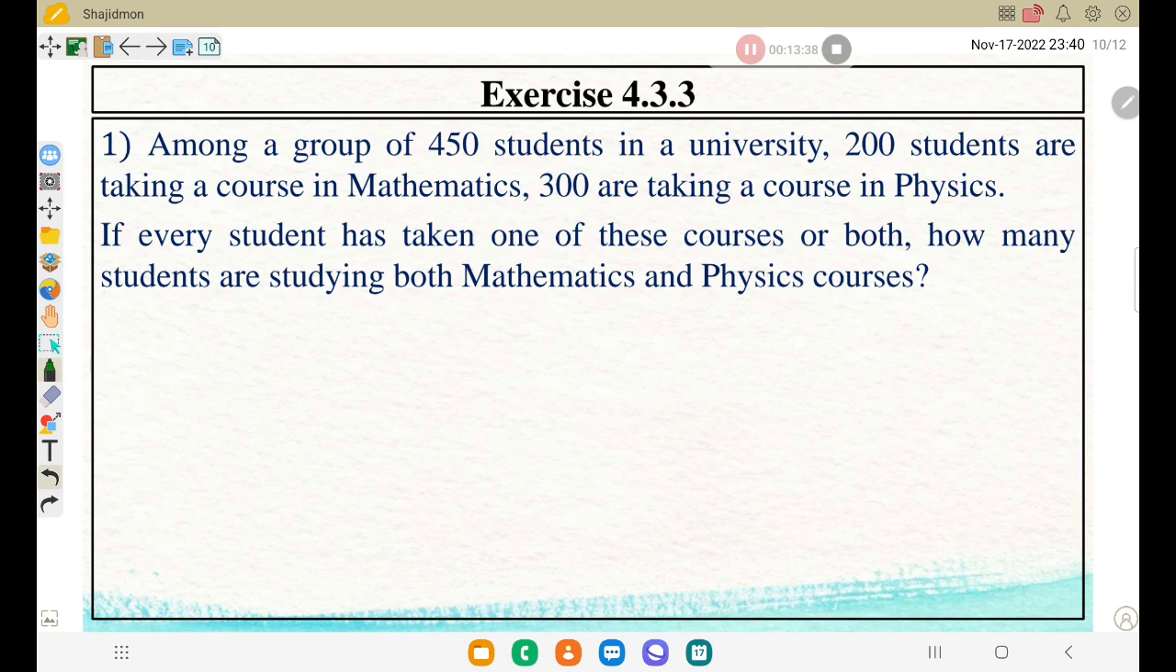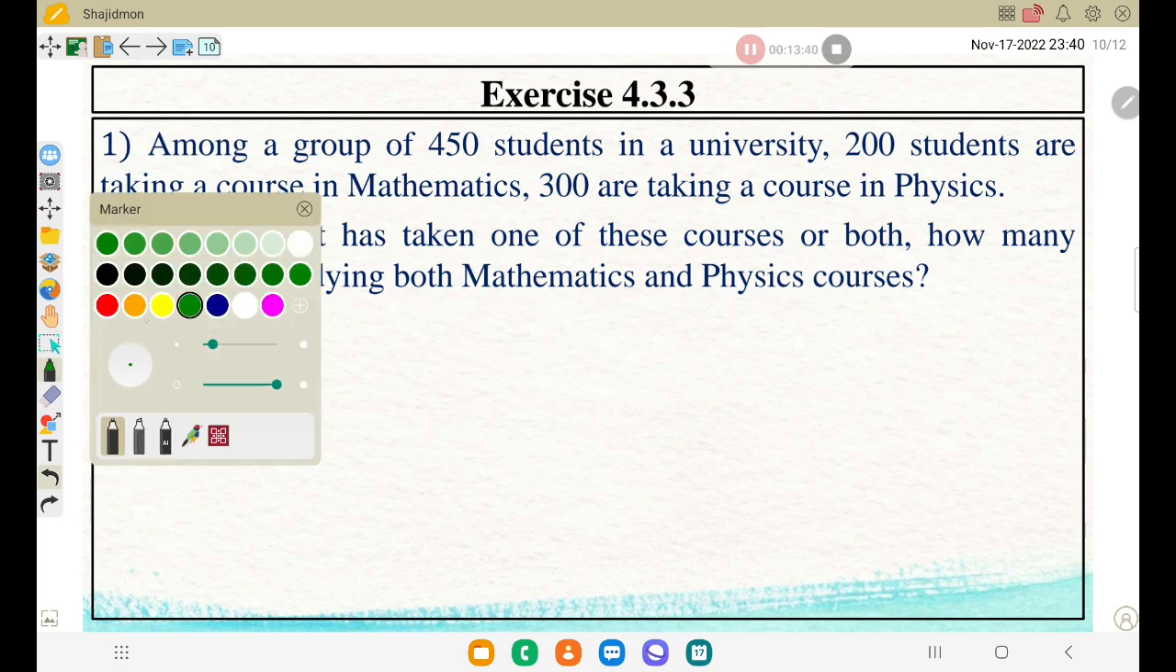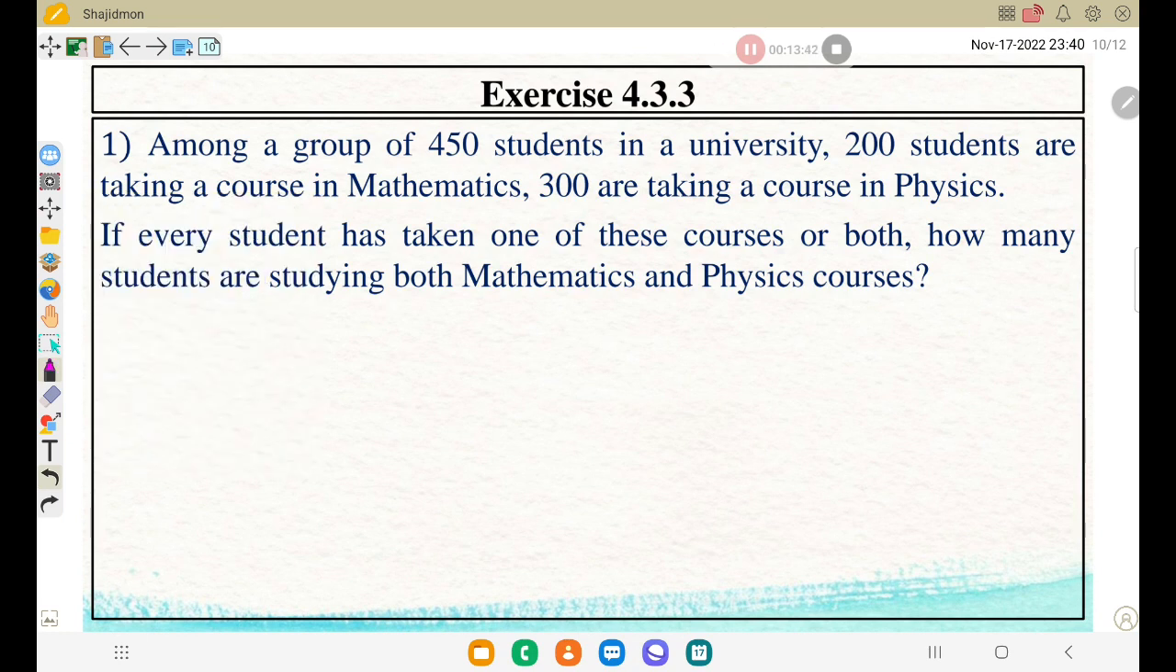Okay, now let me start the exercise. We will do some model questions. Among a group of 450 students. Among a group of 450 students means what is the meaning? Group of 450 students means all the students, union, correct? A group means union. Union of the students equal to 450 students.